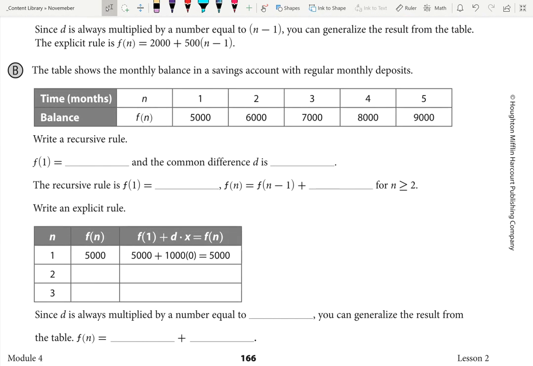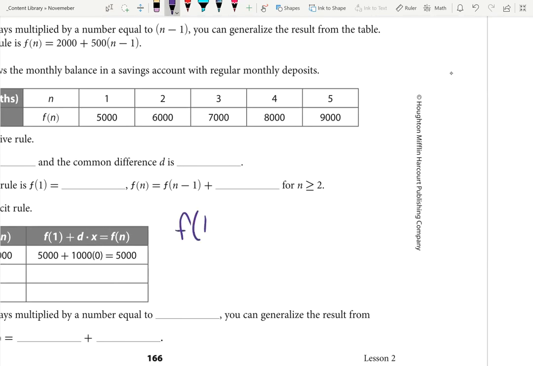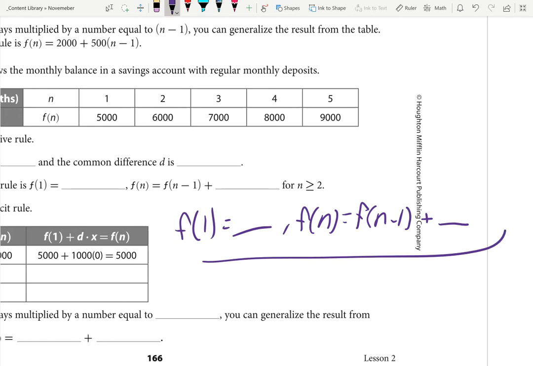So this one says write a recursive rule. Remember, our recursive rule means that we're going to have to write f of 1 equals, and then fill in that blank. And then we're writing f of n equals f of n minus 1 plus our common difference, which is another blank to fill in. So we already have this much; this is given to us. You have to kind of just memorize this because it's always going to be written this way for the recursive rule. If it ever asks for the recursive rule, you're writing it exactly like this, and the only thing you're going to fill in is what the first term is and then what the common difference is. Everything else here is by default going to stay that way, okay? Because that's just the way the recursive rule is written.